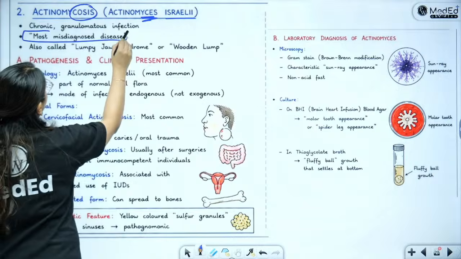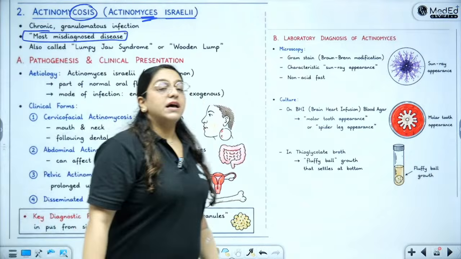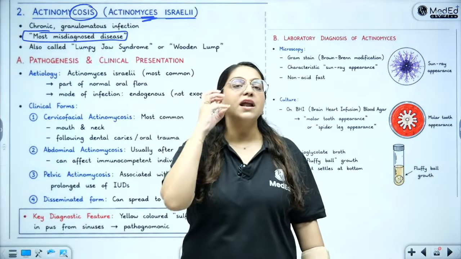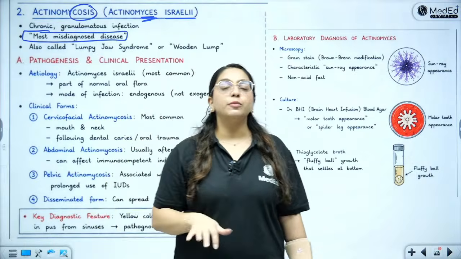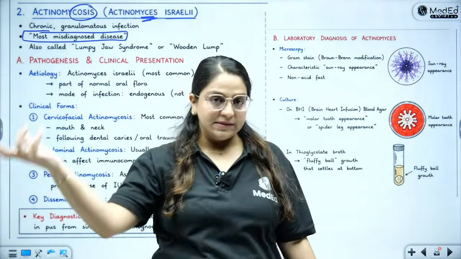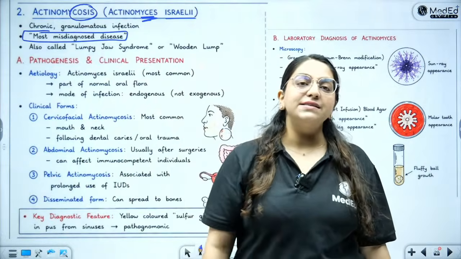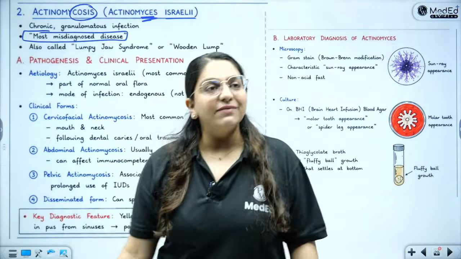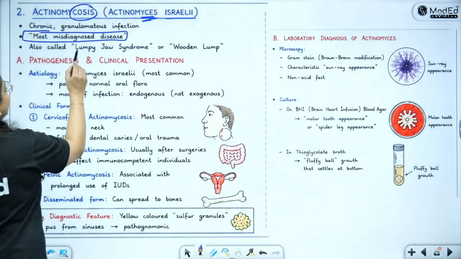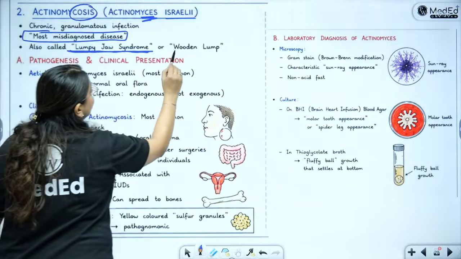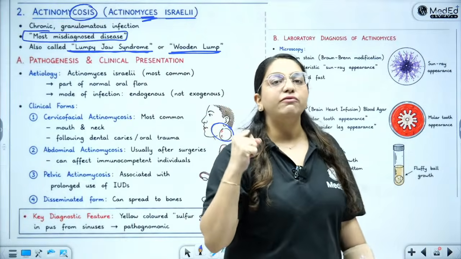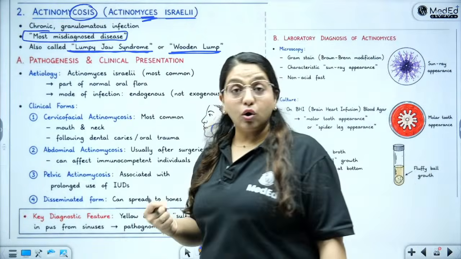In fact, it is the most misdiagnosed disease because the duration of the disease is many, many years. You will have somebody who will come saying I have a lump in my jaw and this lump has been there for the past 10 years. So the most common diagnosis which comes to anybody's mind is carcinoma. Okay. That is why actinomycosis is the most misdiagnosed disease.